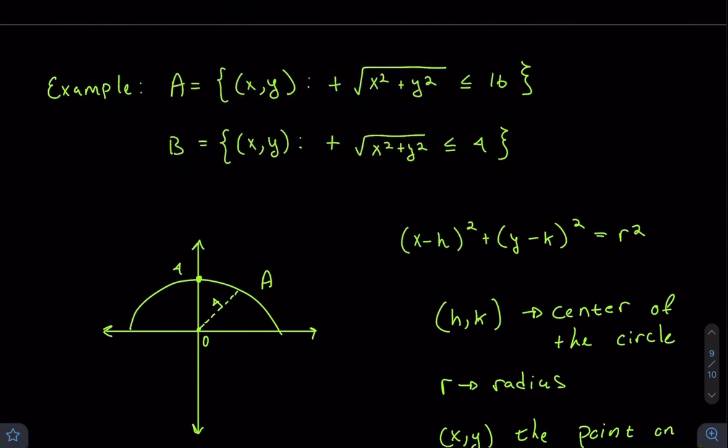Set B will also be the top half of a circle, except its radius would not be 4, but 2, because the square root of 4 is 2. So if we draw that top half, it would be about like that. Not the best drawing, but it's the best I can do. So this would be 2. And because of these inequalities, set A, so this is set B.